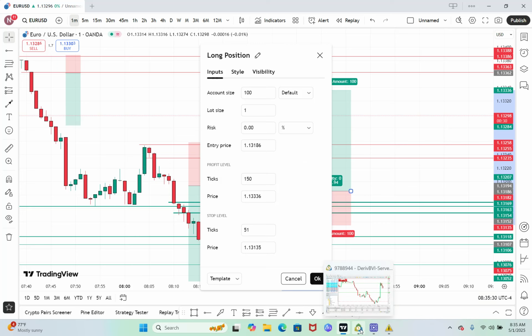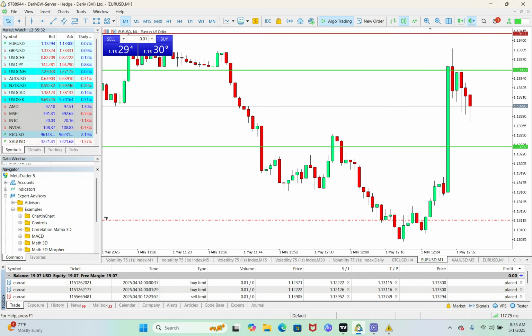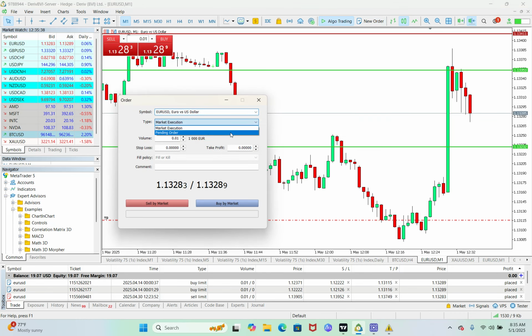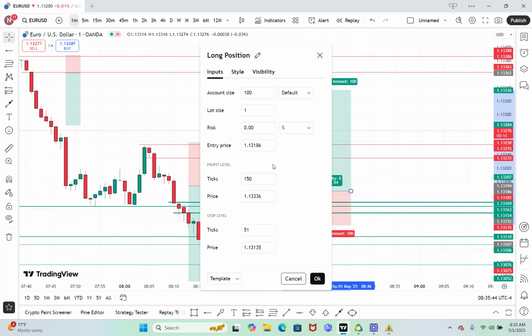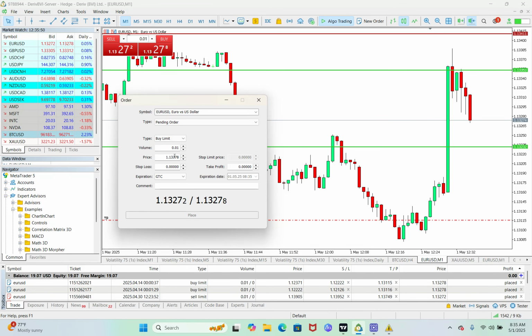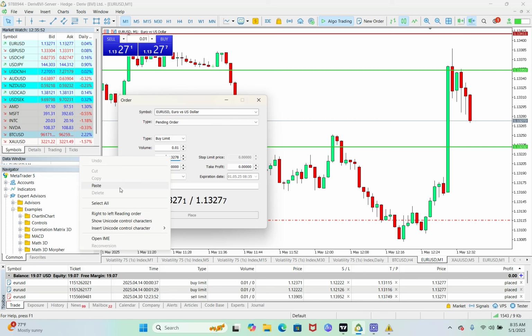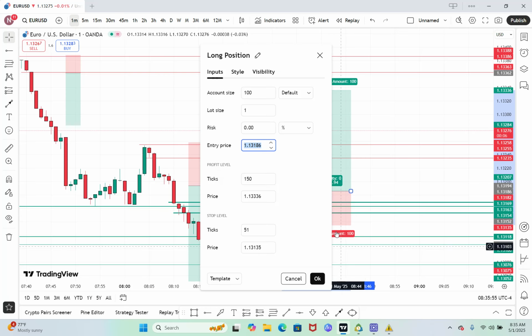So let's put in the coordinates. We're gonna take a buy trade. Pending order, new. We are on the 1 minute time frame, so we have to move quick. Pending order. Copy, paste. Copy this. When you're scalping the 1 minute, the market moves fast, so you have to be quick.